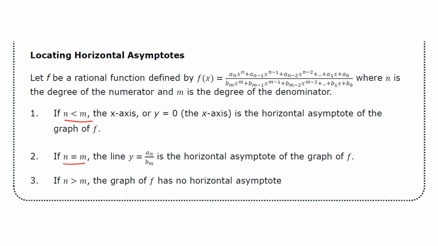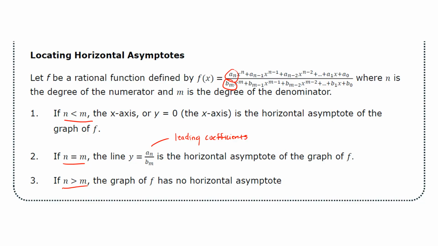If n equals m, then your horizontal asymptote is the line y equals a sub n divided by b sub m. These values represent the leading coefficients of your numerator and your denominator, so they're located right here. And lastly, if n is greater than m, then the graph of f has no horizontal asymptote.